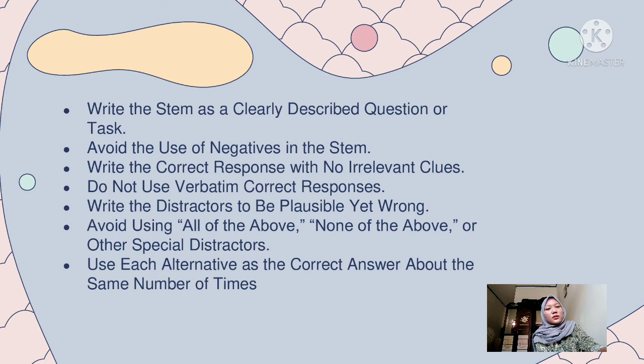And the last is use each alternative as the correct answer about the same number of times. If you have four possible choices, about 25% of the items should have the same letter as the correct response, or 20% if there are five choices. This avoids a pattern that can increase the chance the student will guess the correct answer.